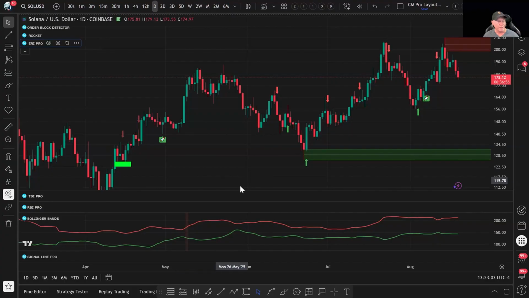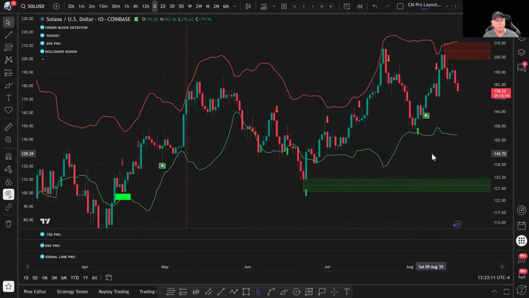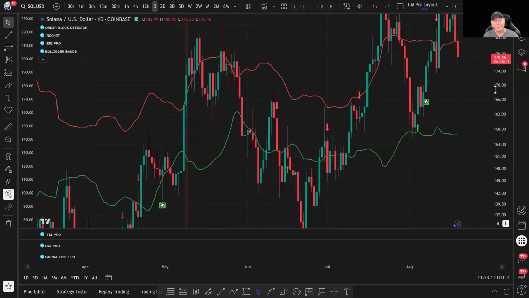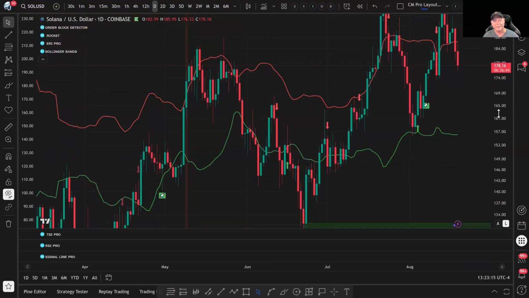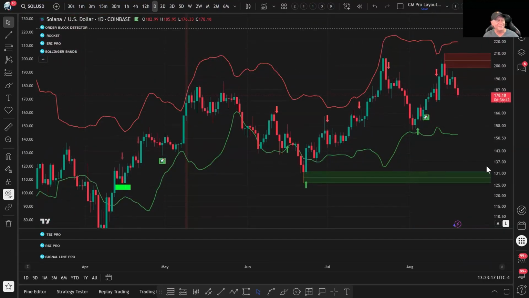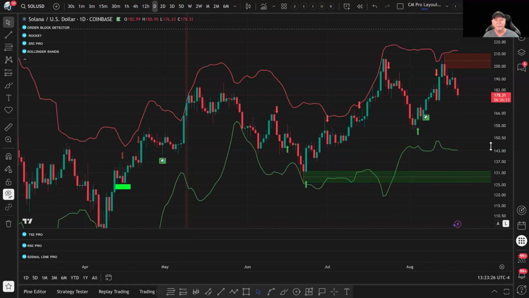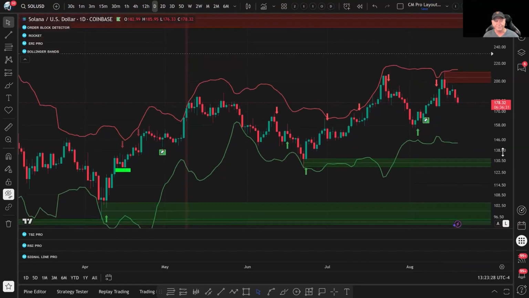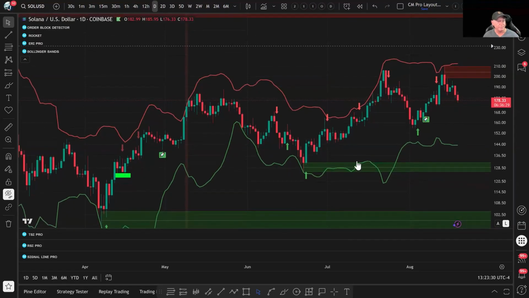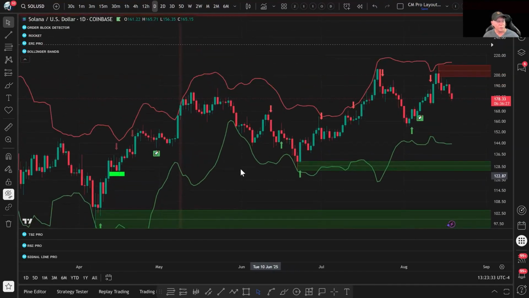Boom. All right, so let's do the same thing with the Bollinger Bands. Click on them until they highlight and click and drag it up to the top. Now, the reason we merge all scales to the right is otherwise they're independent and they don't really work. Okay, so again, over to the left, right click, merge all scales into one on the right. Okay, now they stay together. See that? And cool. So now those are good.